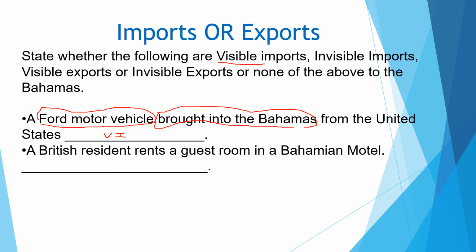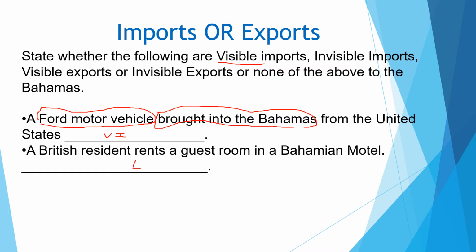A British resident rents a guest room in a Bahamian hotel. Okay, let's first determine if this is imports or exports. Whenever you're not sure, think about, is it resulting in an inflow of money or an outflow of money to the country? So if a guest from Britain rents a room in a Bahamian hotel, that's money staying in the country, therefore it is considered to be export.